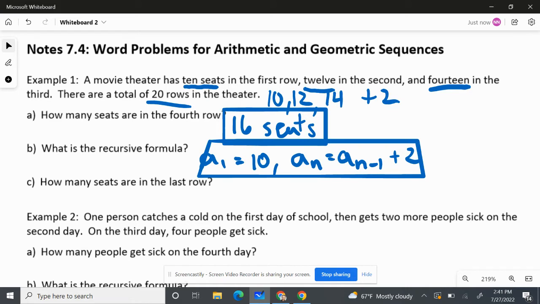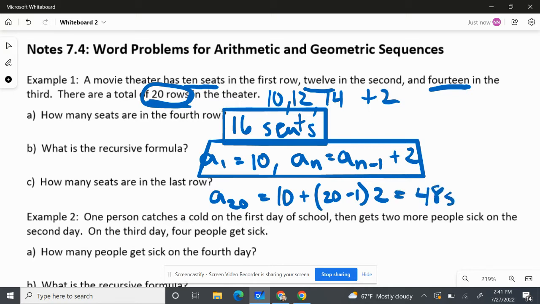Now, for letter C, it says how many seats are in the last row. The last row, notice it tells us there are 20 rows in the theater. So I'm going to put a sub 20 equals 10 plus 20 minus 1. And then I'm going to times it by 2. So 20 minus 1 is 19, times 2 is 38, plus 10 gives me 48. So 48 seats.